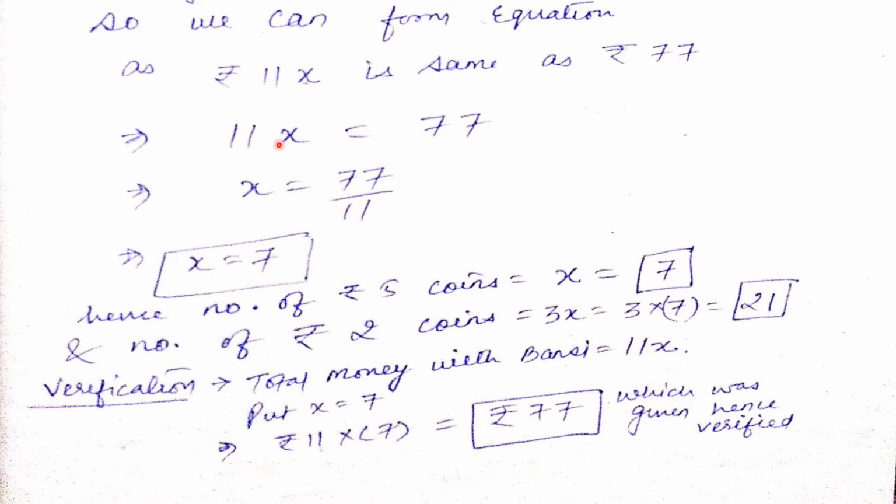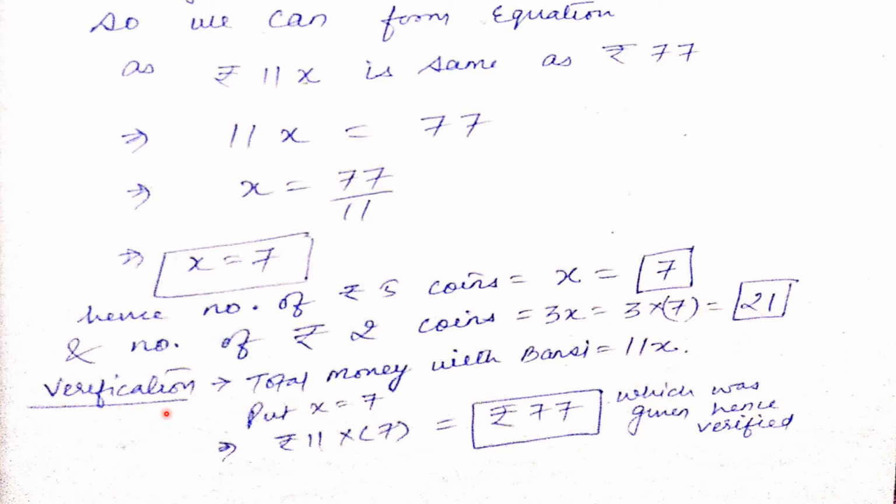Now, solve for x. Cover the x. See, 11 is extra over here. In multiplication, take 11 to that side and solve to get x equal to 7. Now we have got x as 7. What is x? X was number of rupees 5 coins, that is 7. This gives us number of rupees 2 coins as 3x. So 3 into x or 3 into 7, which is 21.